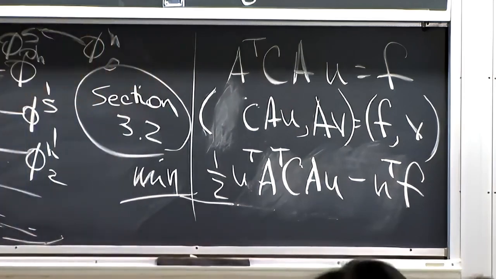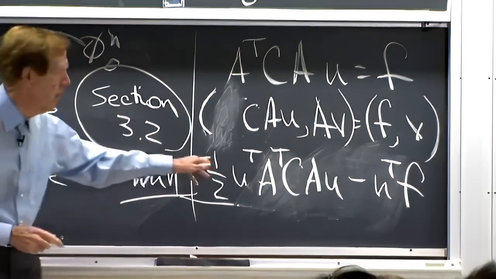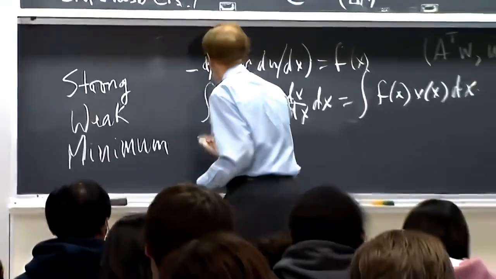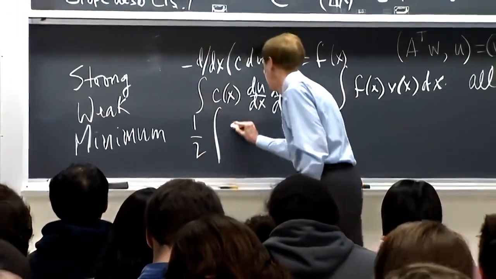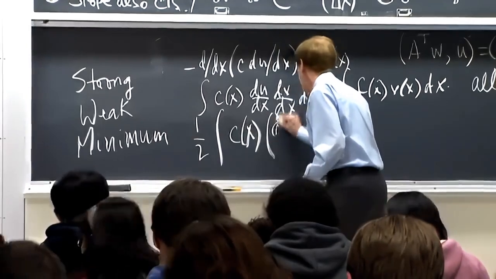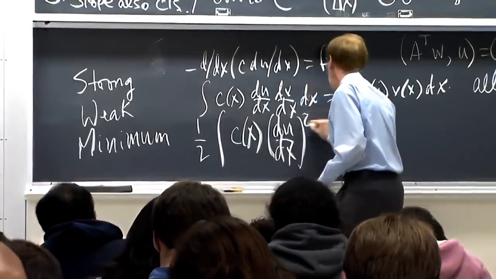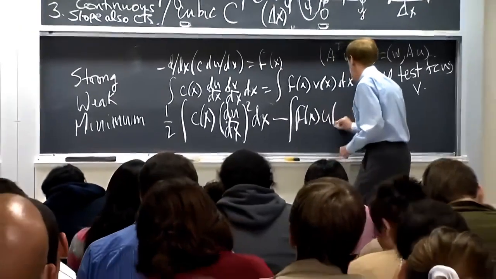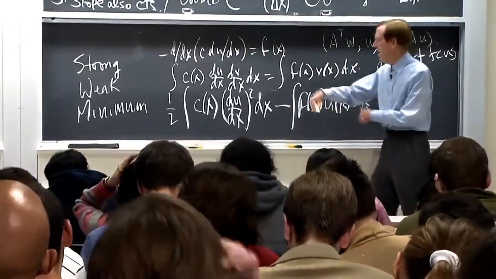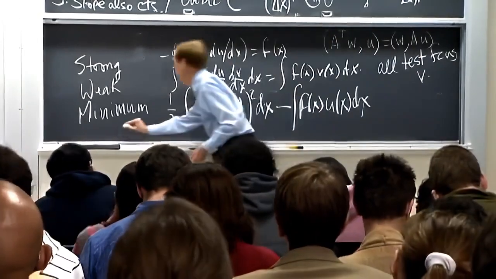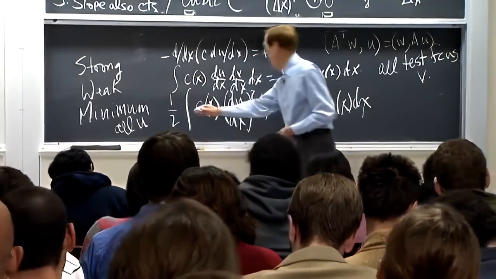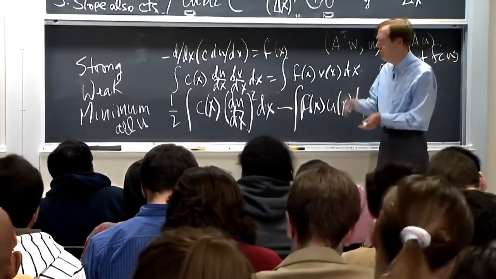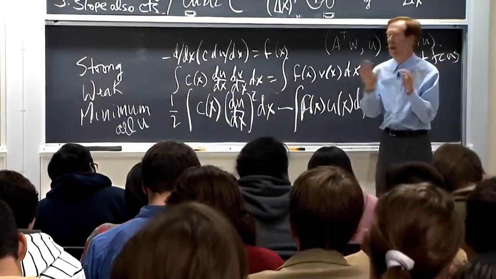Okay. Can I write down next time? Because our time is really up. It's not fair to... all I'm going to do is write down the same thing here. I'm minimizing 1/2 the integral of C of x, du dx squared, minus the integral of f of x, u of x. So that's the minimum problem. Minimize over all u. This quadratic. This is like the right way to see these problems.